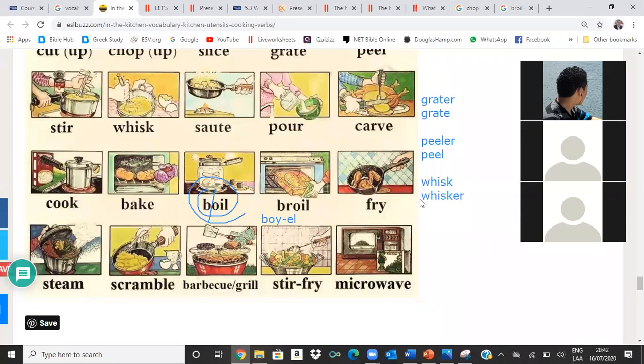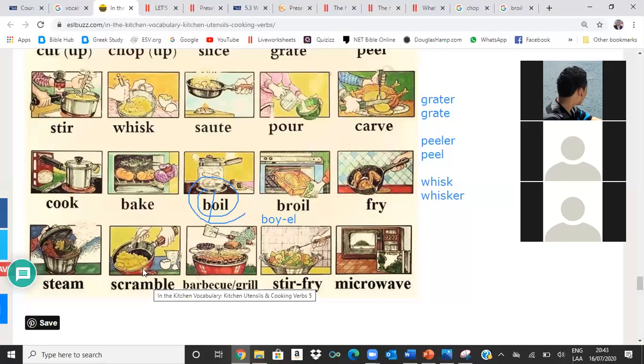Okay. Next one. Fry. What do we use for fry? Frying pan. Very good. So here we use oil and we use a pan and you heat it. For the vegetables, steam. Repeat. Steam. Very good. Okay. Todos estos son verbos. Ojo. Scramble.